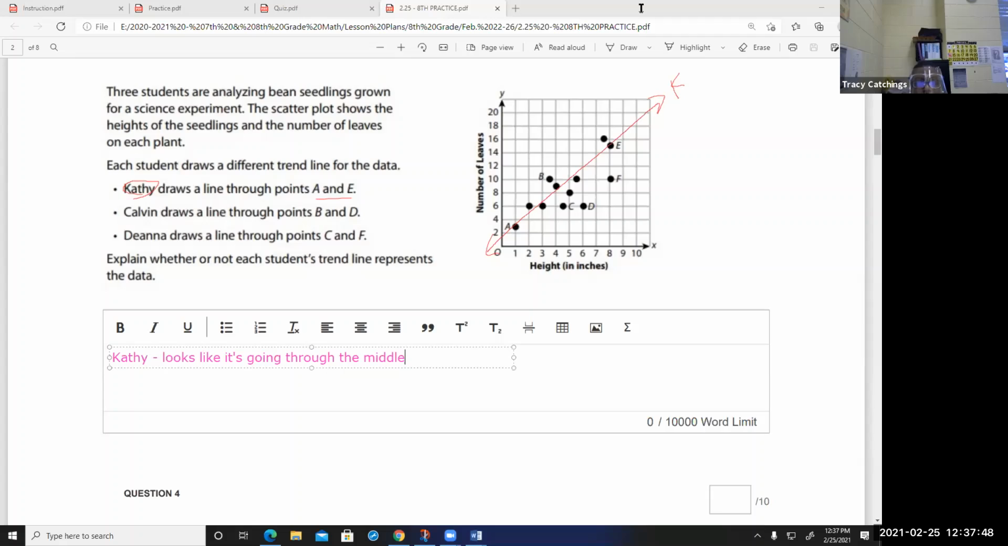All right, the next person they mentioned, and I'm gonna just change the pink color to blue. They mentioned Calvin, and Calvin went through B and D. All right, so try to ignore the red, and there's the blue. Matter of fact, I'm gonna erase Kathy's so we can clearly see the blue. All right, would you say that blue line would work?